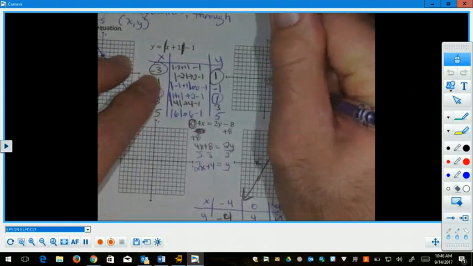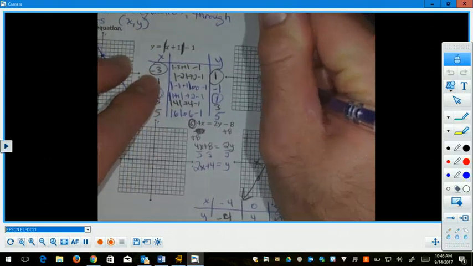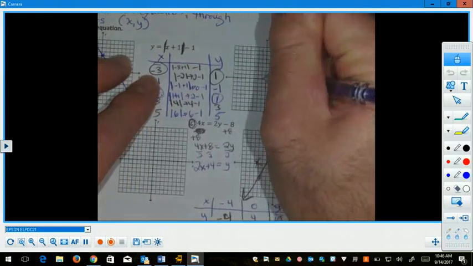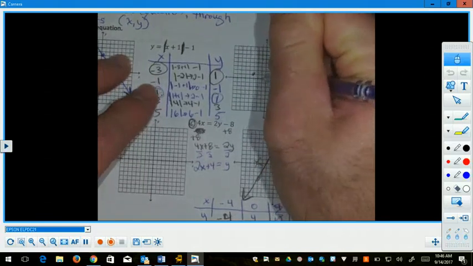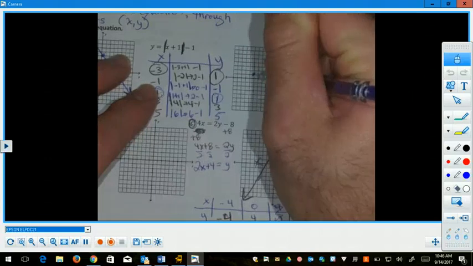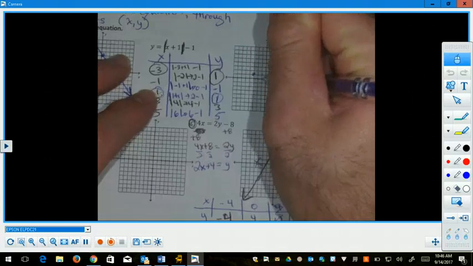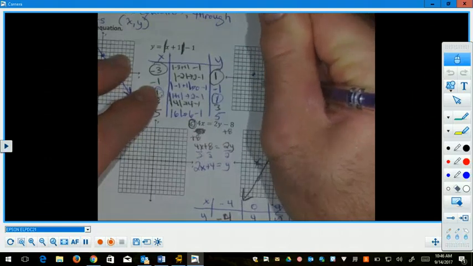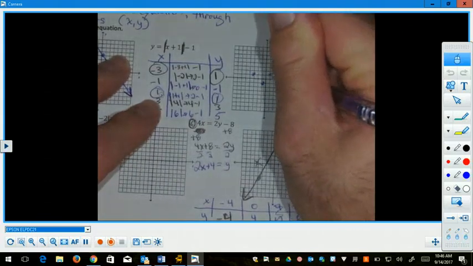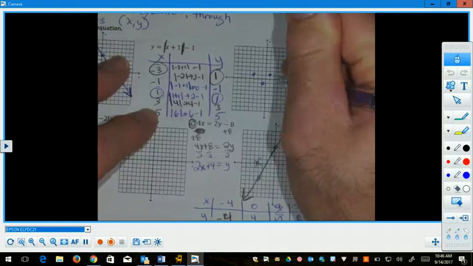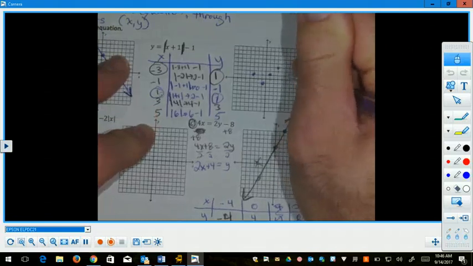So I'm going to plot this. I have -3, positive 1. I feel like I'm off 1. 1, 2, 3, positive 1. -1, 1. Sorry, -1, -1. 1, 1. 3, 3. And 5, 5.